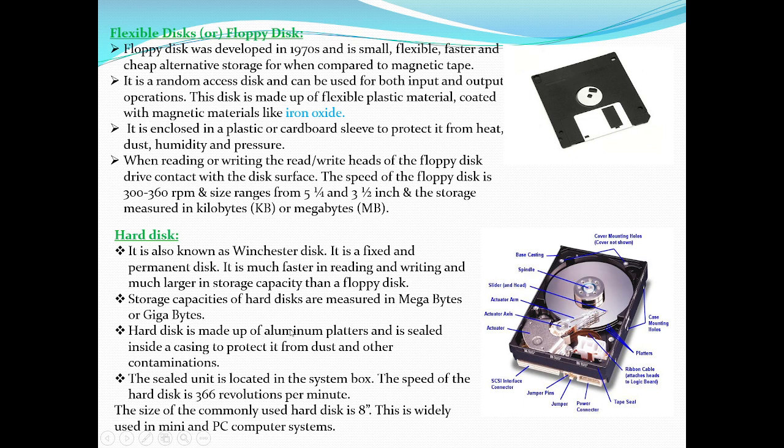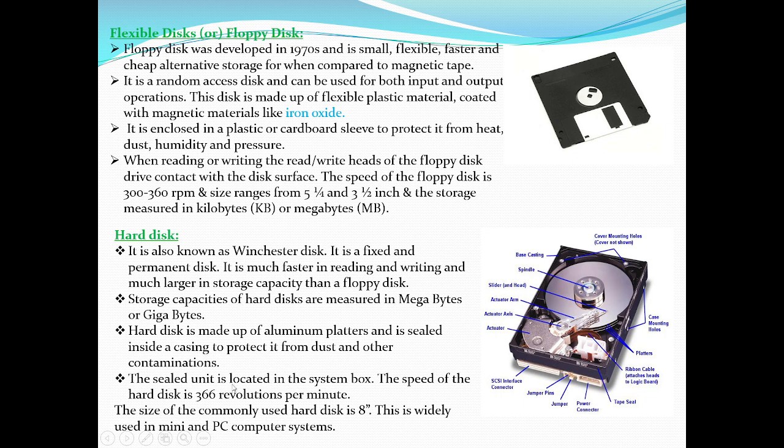And the hard disk is made up of aluminum platters and is sealed inside a casting to protect it from dust and other contaminations. As we said, in the floppy disk we use a flexible plastic material in order to protect it from heat, dust, humidity and pressure. Here we are going to use aluminum platter.